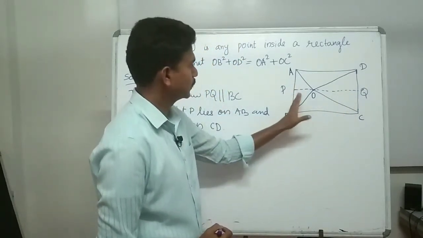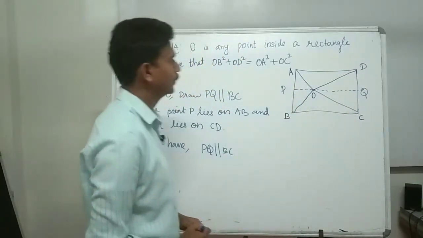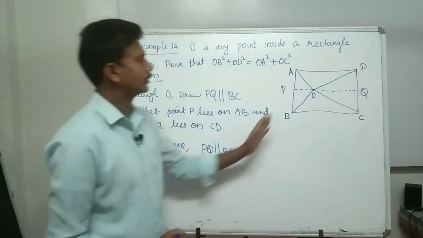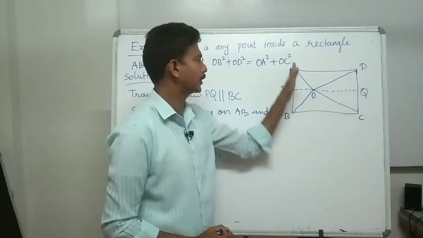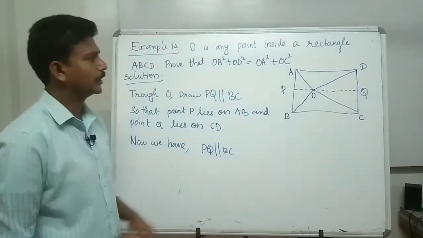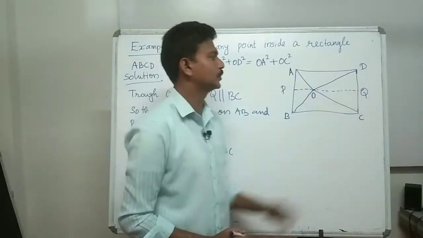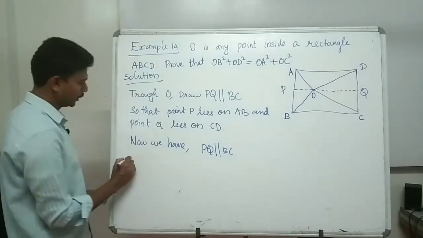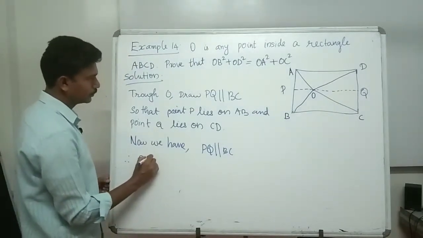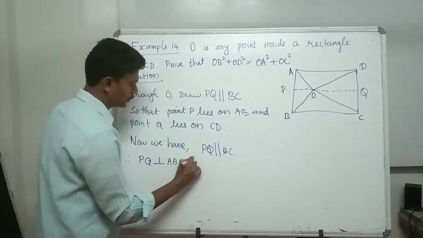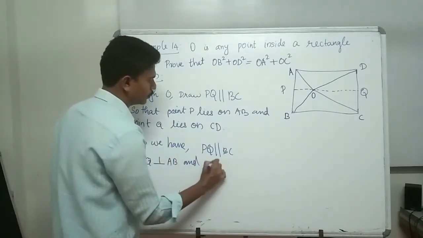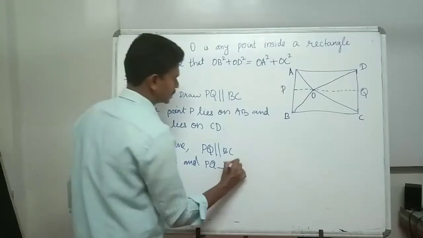So if you are drawing this parallel to BC, PQ will be perpendicular to AB, and in the same way it will be perpendicular to DC. Therefore we can say PQ is perpendicular to AB and PQ is perpendicular to CD.